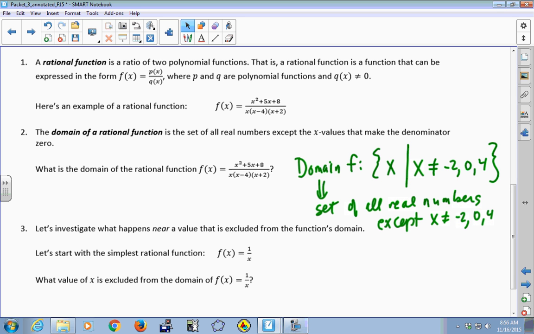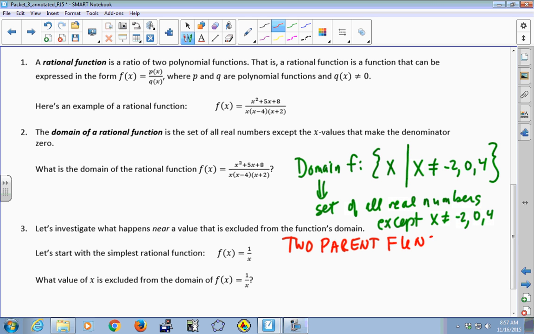All right, so let's take a look at two parent functions today, and those will be the basis of all of the rational functions we will graph today. And then on Wednesday, we'll move away from these parent functions into a little more complicated rational functions. So let's take a look at two parent functions. Okay. The two parent functions are going to look like this. This is called the reciprocal function.